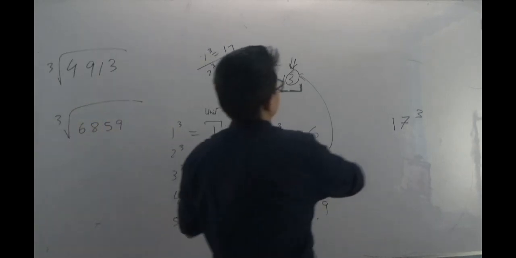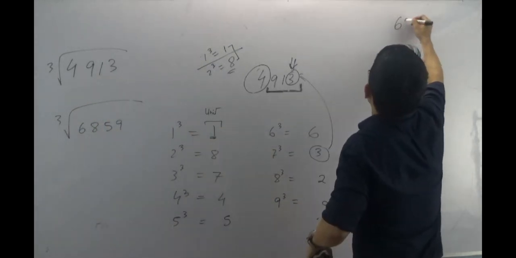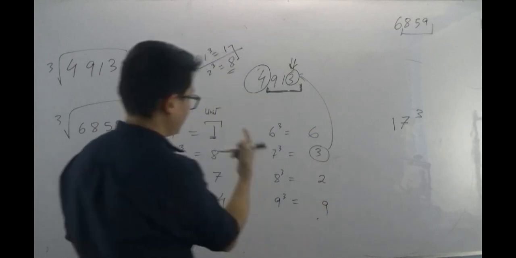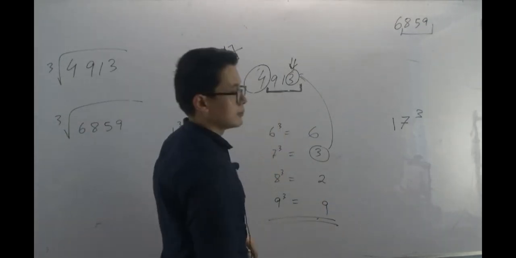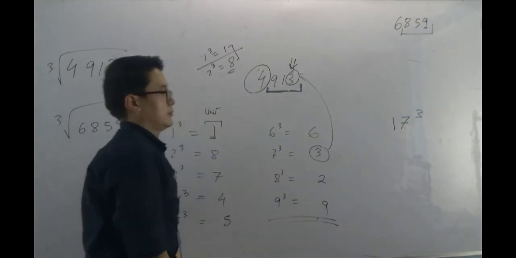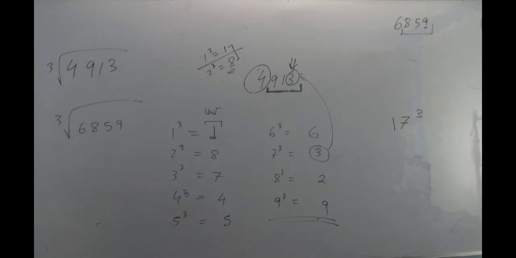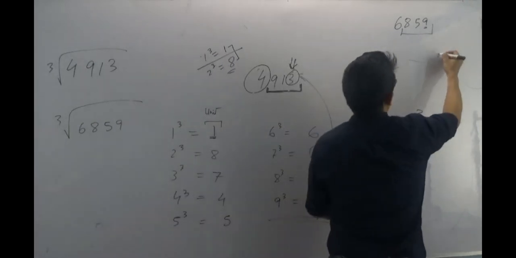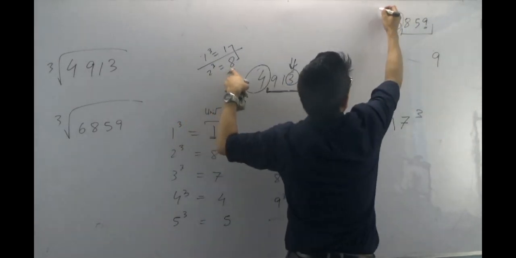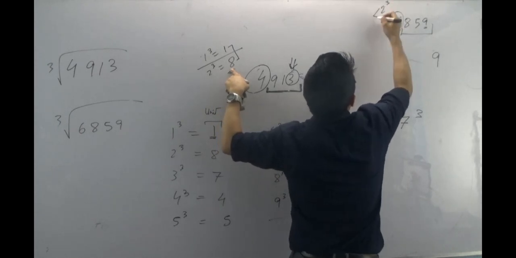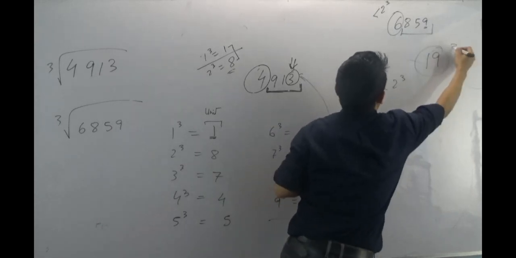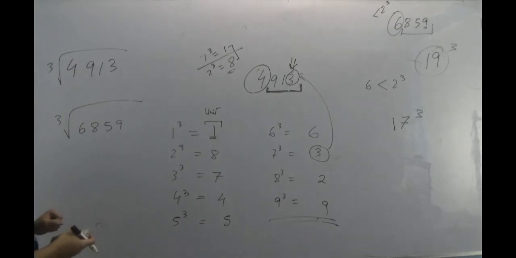Now let's take 6859. The unit digit is 9, so the last digit is 9. Then 6 is between 1 cube and 2 cube, since 6 is less than 2 cube, so I take 1. So it is 19 cube.